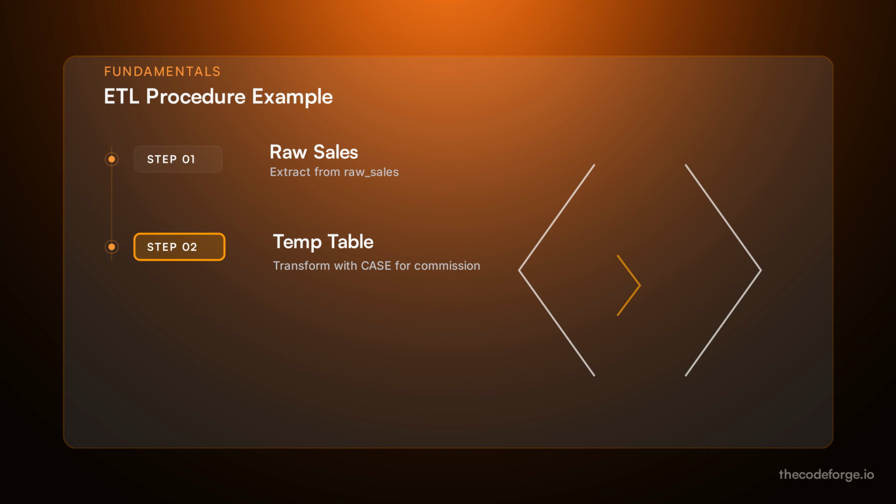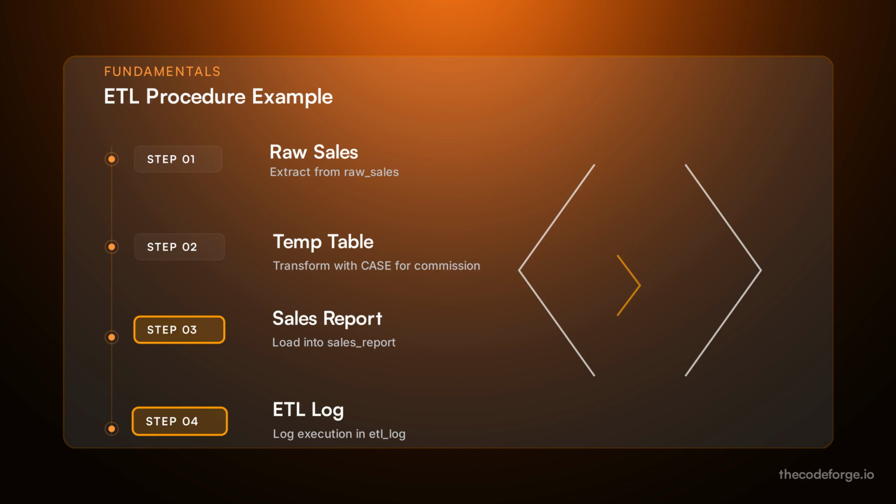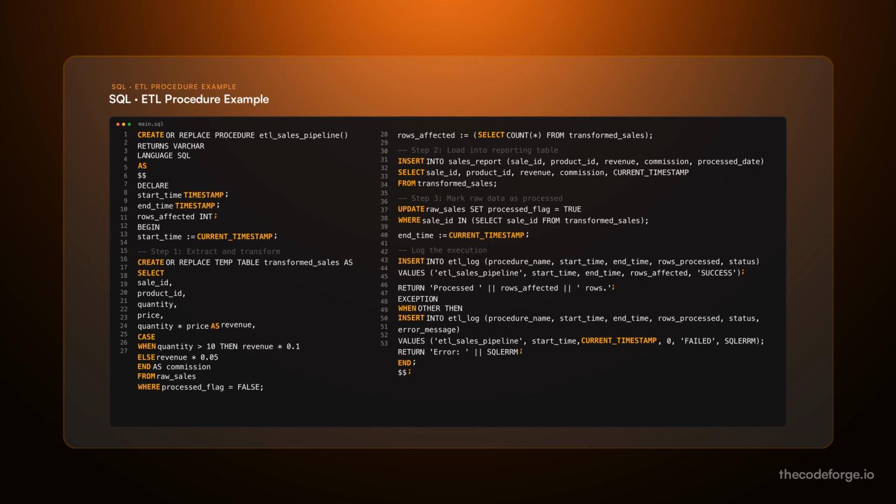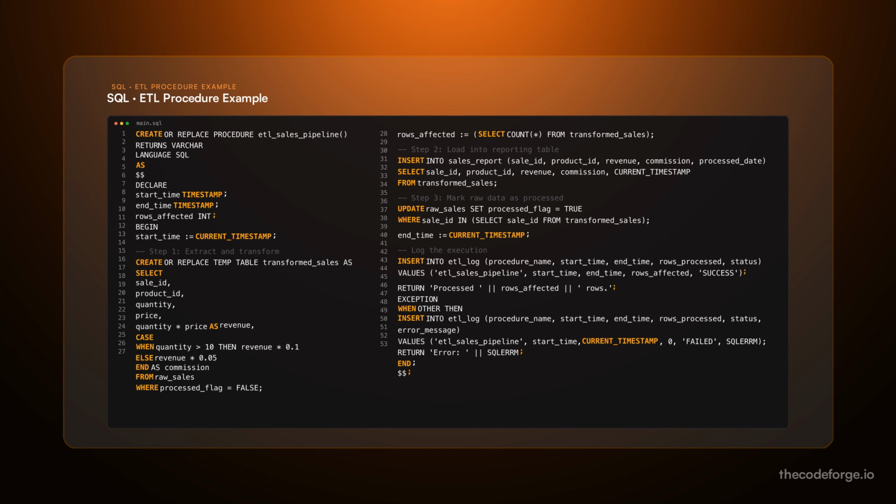Let's build a real ETL procedure that extracts raw sales data, stages it into a temp table for transformation where we calculate commissions, then loads the result into the sales reporting table. It also logs each step with timestamps and row counts. This procedure uses a temporary table for intermediate results, then inserts into the reporting table and marks raw data as processed. It includes exception handling that logs errors. Use temporary tables to avoid locking and reduce resource contention.